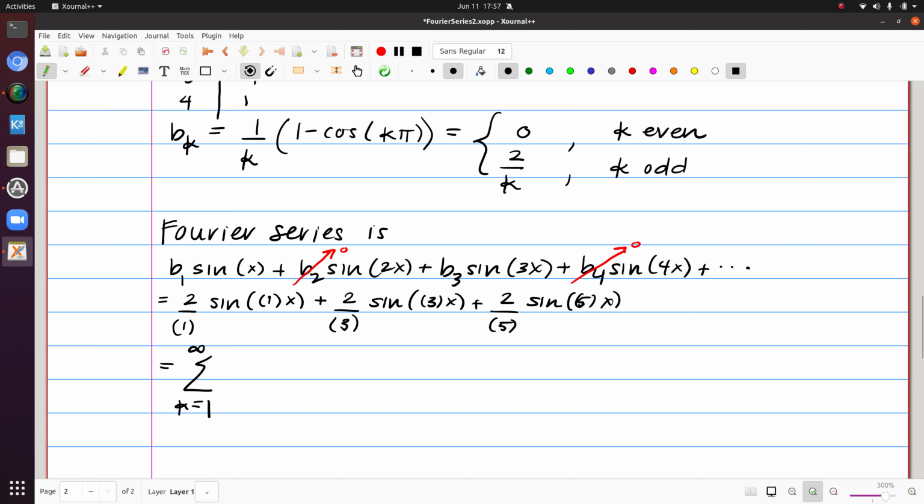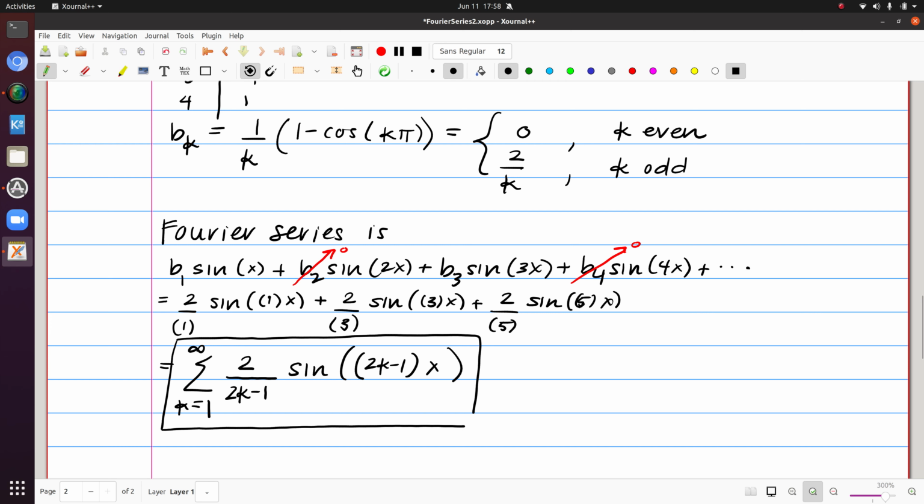But beyond this, notice every term has a 2 in the numerator, and then whatever was in the denominator was also multiplied by x in the sine function. Those had to match. So I don't want to put in k because that would provide me with non-zero even indexed values. So here's where I put in 2k minus 1 in both of these spots. And notice that the 2k minus 1 hits 1, 3, 5, etc. So this is, in fact, my final answer for my Fourier series, and I've expressed it in summation form.